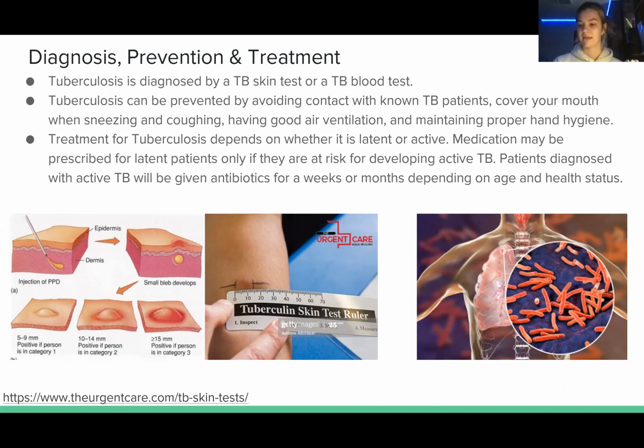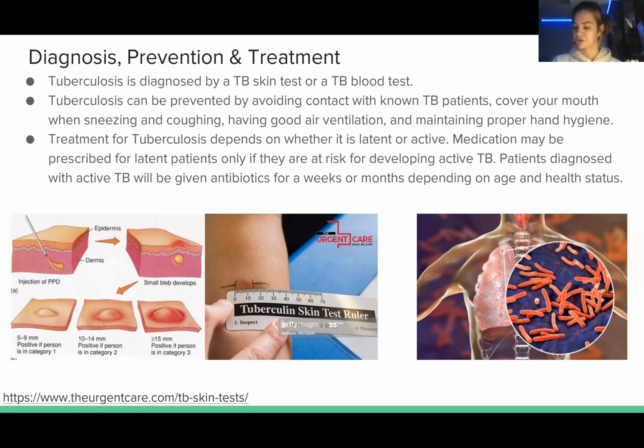The other test is a blood test, which involves blood being drawn from the patient and examined by a lab to confirm if the patient has the TB germs. Further testing and exams are needed to diagnose if it is latent or active. Tuberculosis is prevented by avoiding contact with known TB patients, covering your mouth when sneezing or coughing, having good air ventilation, and having good hand hygiene.